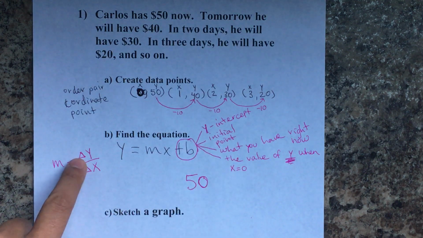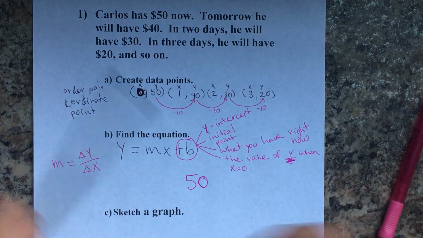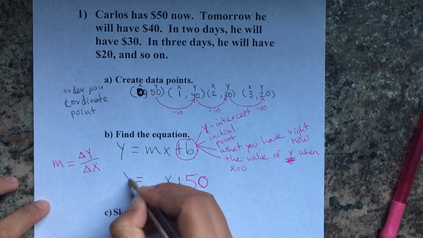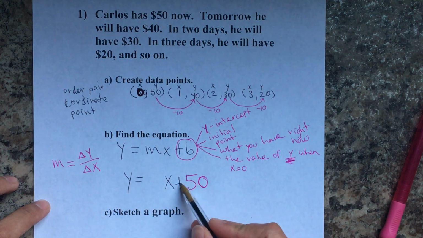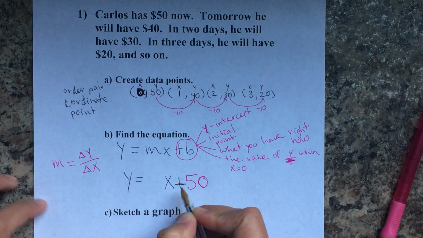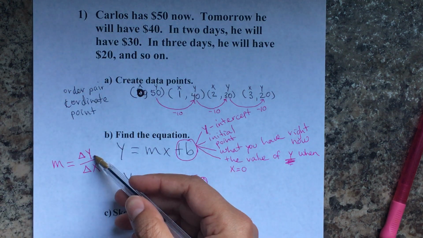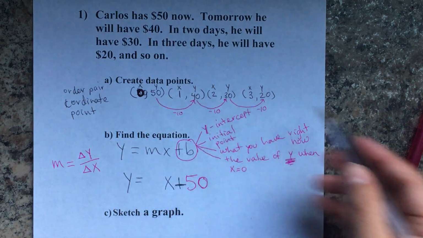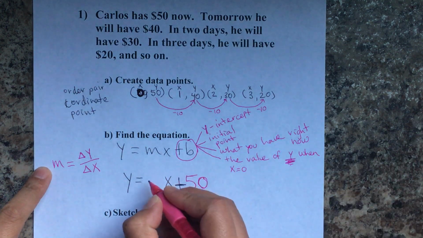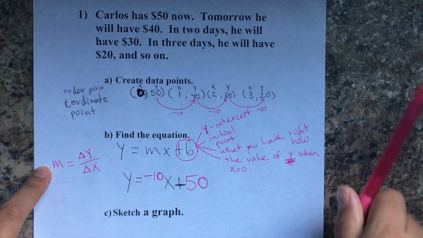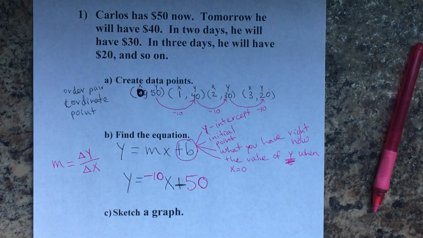So the change in y, and let me see, my x will always be the same. My y will always be the same. This sometimes is positive, sometimes is negative, depending on the scenario. Okay, and so the change in y, what's going on with the y? Oh, it's negative 10. Negative 10. That means that Carlos is spending money.